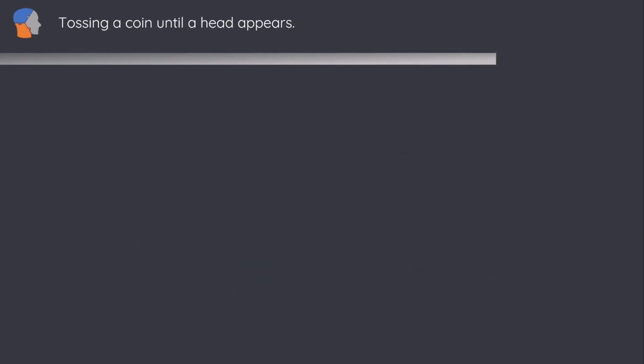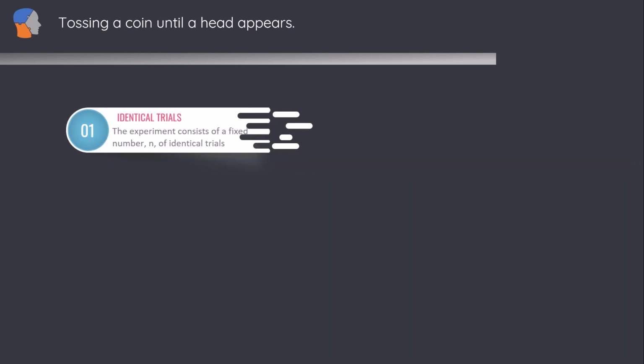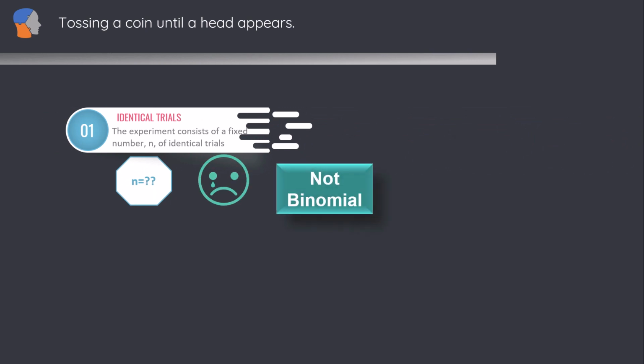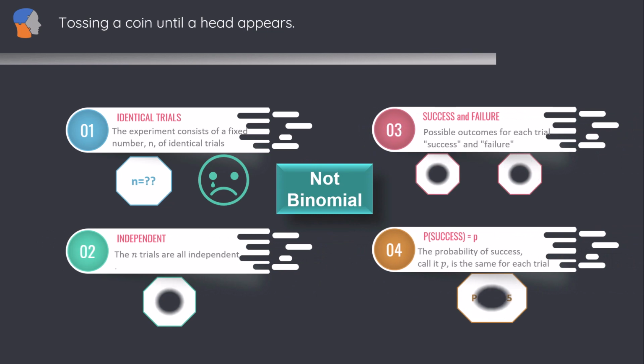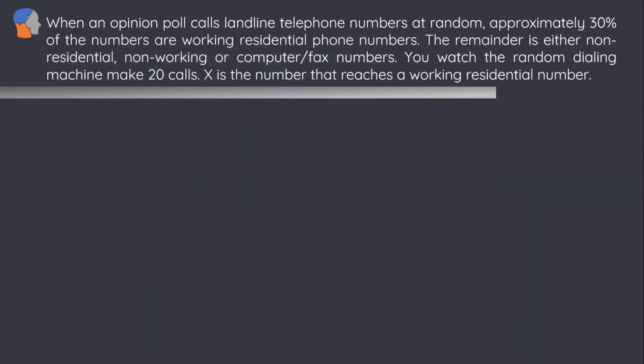Now, go to the next one. Tossing a coin until a head appears. What do you think about this? First one, n. N is unknown. Therefore, this is not a binomial experiment. But the other three conditions are satisfied. Now go with this example.